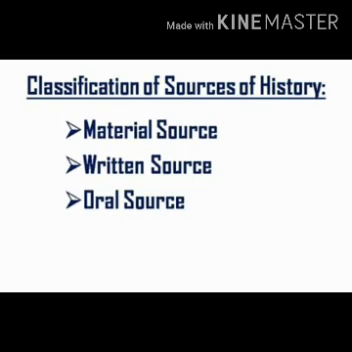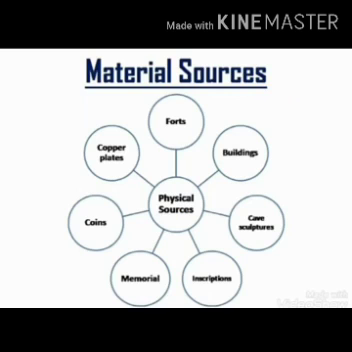Sources of history of medieval period are classified into material source, written source and oral source. Students, these are some examples of material sources of the medieval period of Indian history. Forts, memorials, buildings, cave sculptures, inscriptions, coins, copper plates.